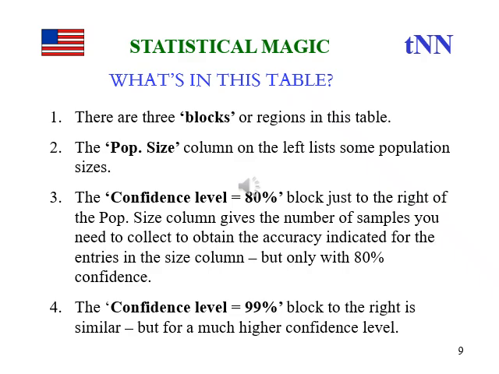So what's in this table? As we've mentioned, there are 3 blocks or regions in the table. The population size column on the left lists some population sizes.